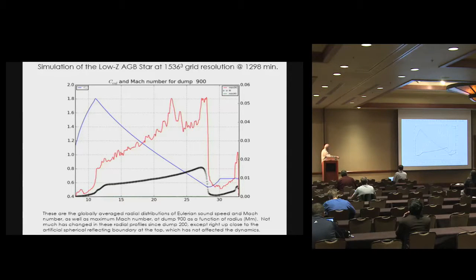This shows what the Mach numbers really are in this simulation. You can see the maxima are about 0.05, and if you ask what would 0.05 Mach number be outside in the air, it's a 40 miles per hour wind.